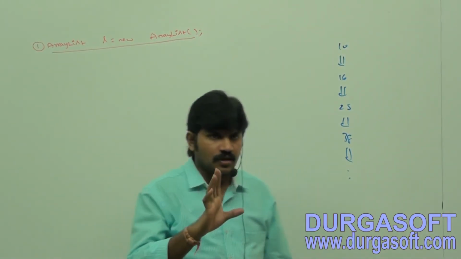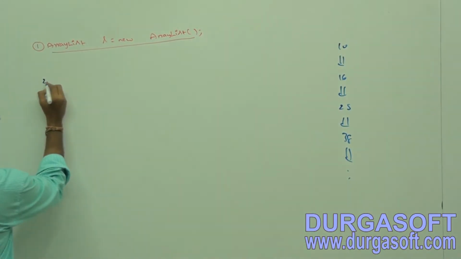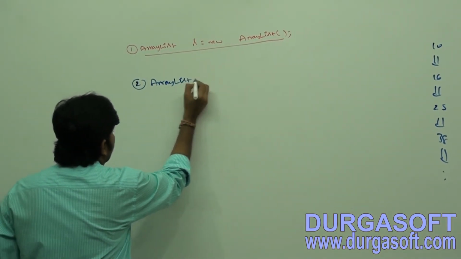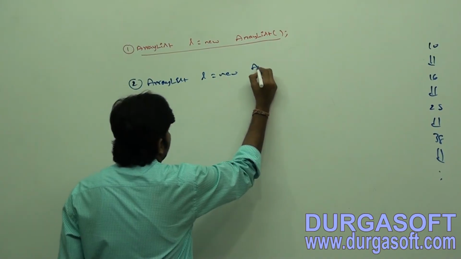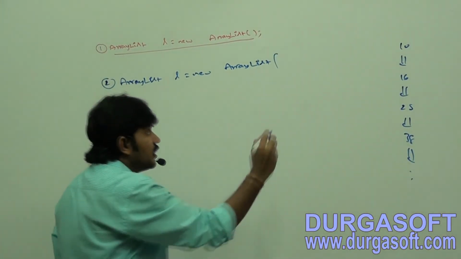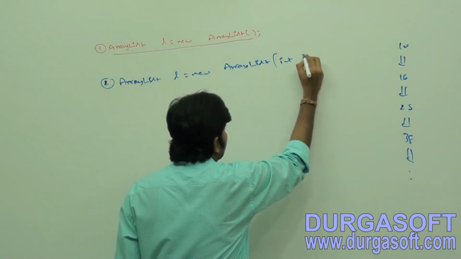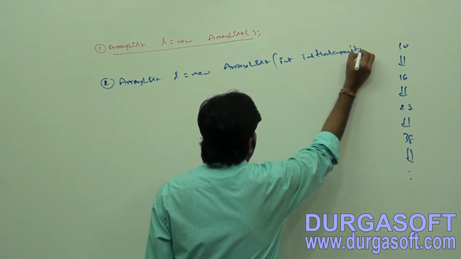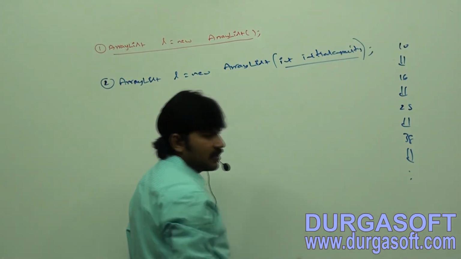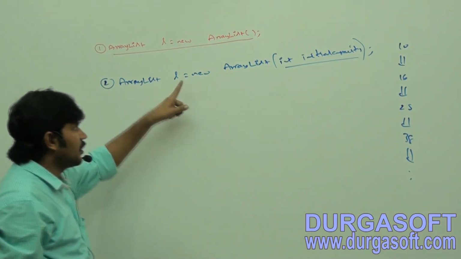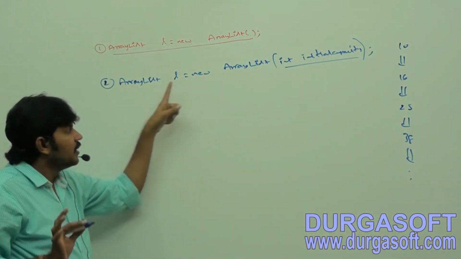Yes, boss, possible. What is the constructor here? The second one: ArrayList l = new ArrayList(int initialCapacity). Sir, how much capacity do you want? Just specify 1000, then we get a 1000-capacity array list by default. Is it clear, right? Okay.